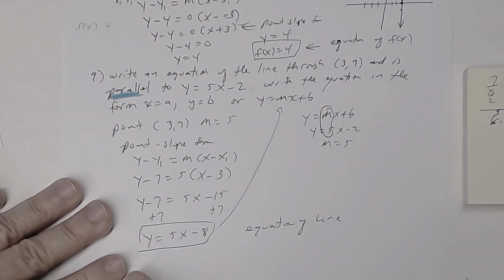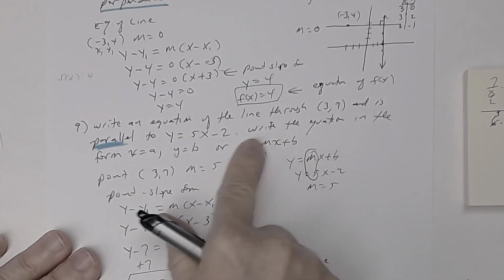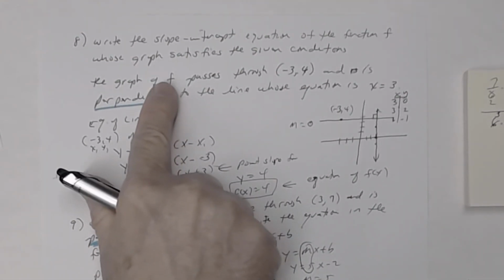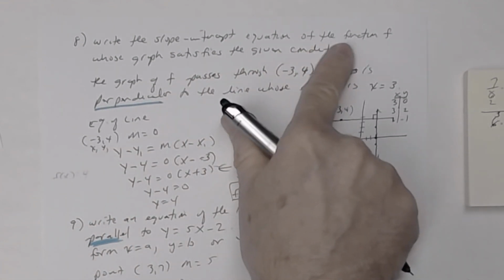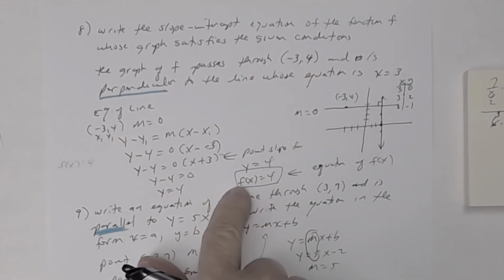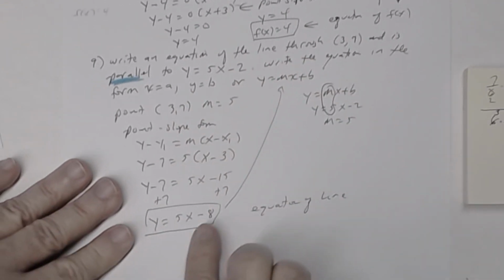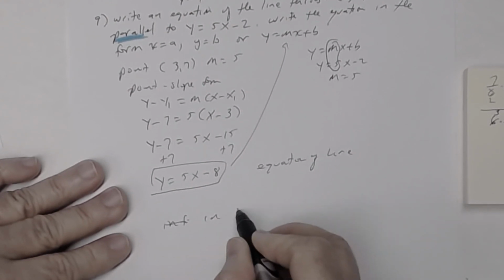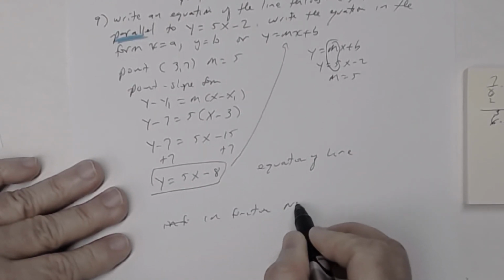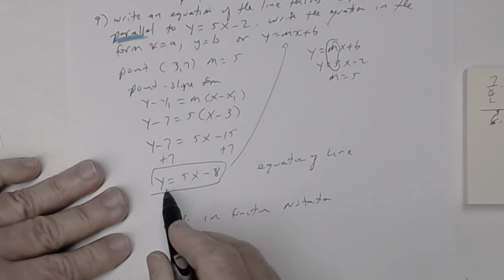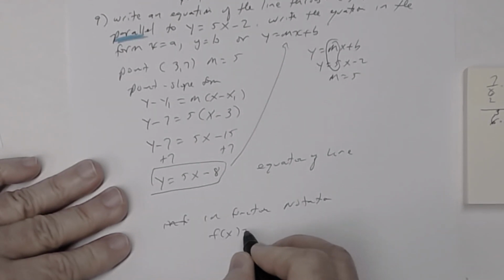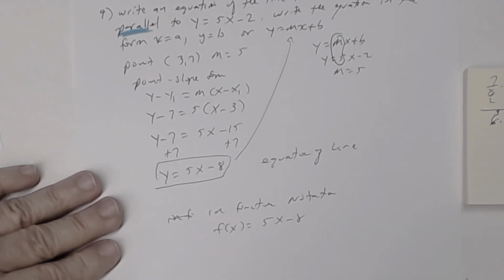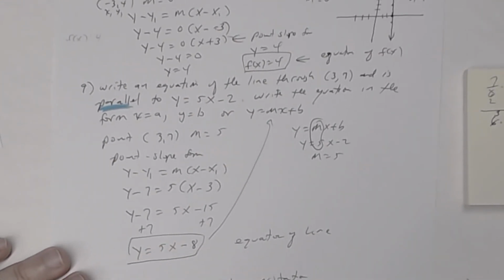Now notice I didn't have to put f of x here because it says nothing about writing as a function in the problem. See how this said write the equation of the function f. So write your final answer as f of x. If it said that here, then all you would do is say in function notation. Let me go ahead and do that. In function notation, remember y is the same thing as f of x. So you'd say f of x equals 5x minus 8. Those mean the same thing. All right, but that's the answer you wanted.